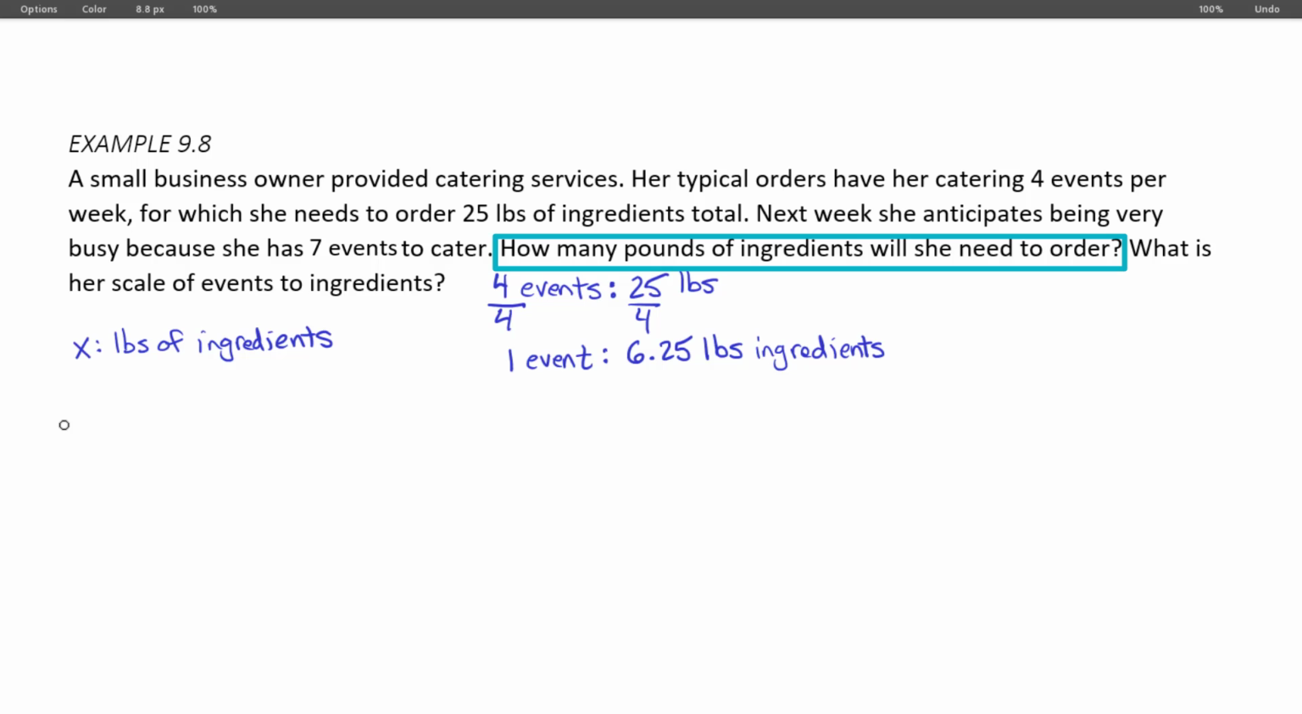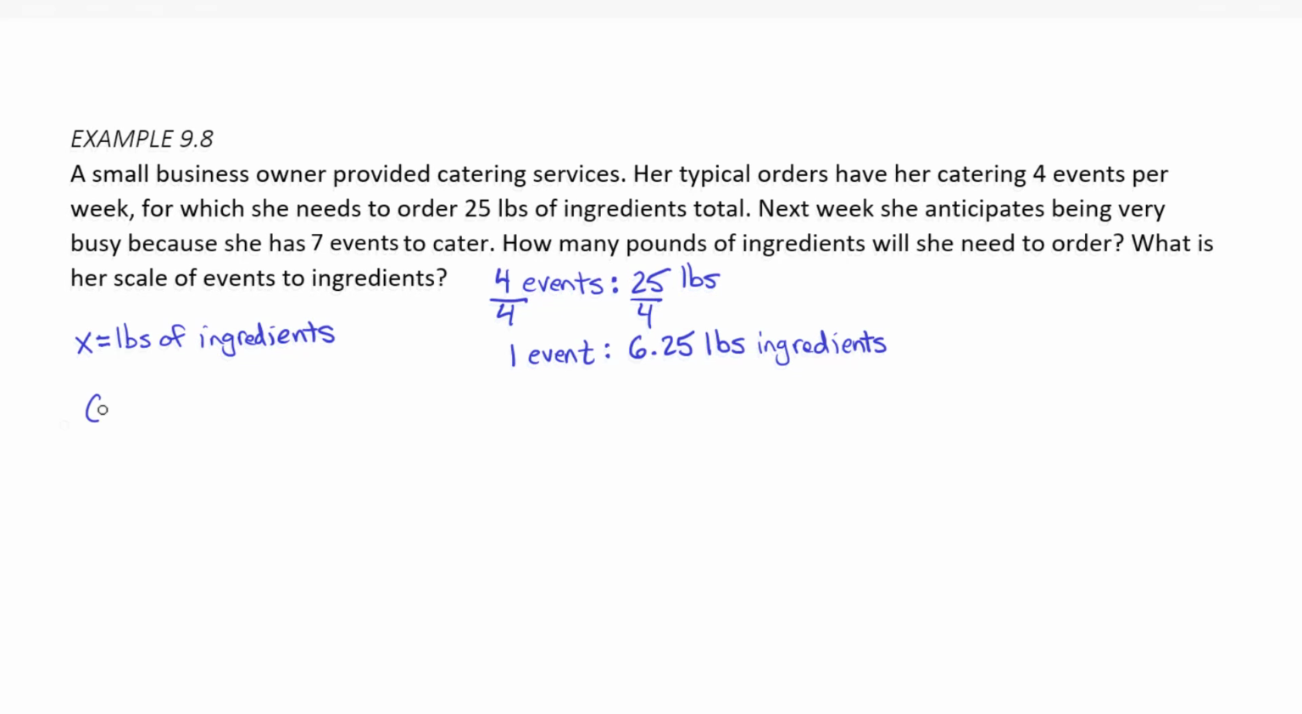Having defined our unknown, let's go ahead and set up our ratios, set up our cross multiplication. Let's see, I'm going to use the 1 to 6.25. So she needs 6.25 pounds of ingredients for 1 event, and we're going to set that equal to X pounds of ingredients for 7 events. You see, converting it to a 1 to 6.25 pound ratio is saving us a step in the algebra that we're doing to solve for X.